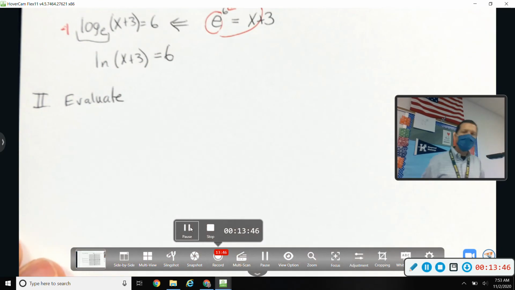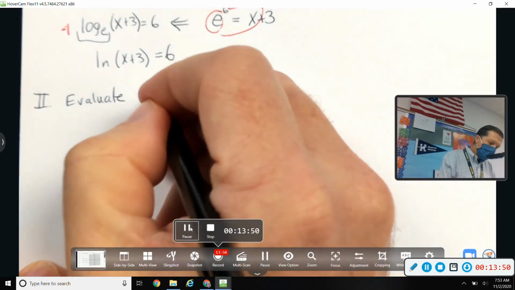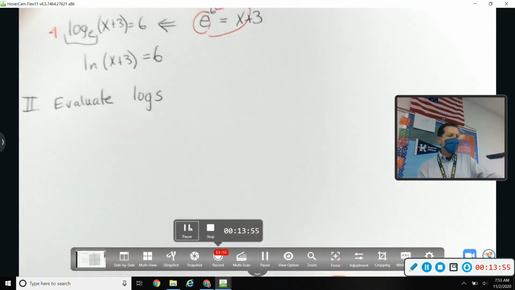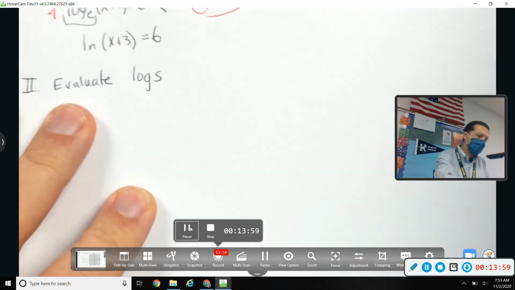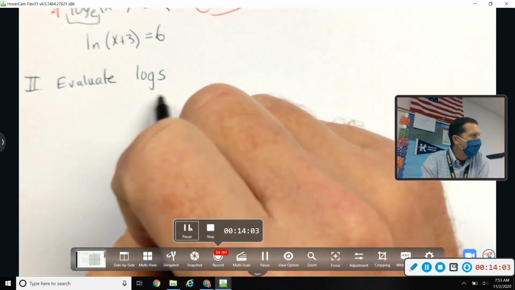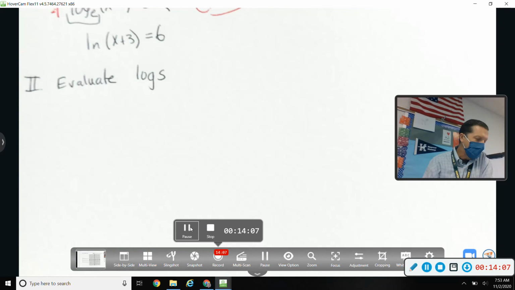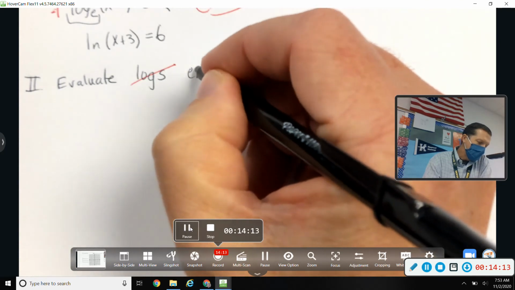Alright, you're going to see really quick how often we use the fishhook thing, because we're going to evaluate some logs. The good news, well, I guess it's good news and bad news. Bad news first, always, right, is that we're evaluating logs and we're not real familiar with logs. The good news is, now we know a way to change a log to an exponent, so we're not really going to evaluate logs, we're going to evaluate exponents.